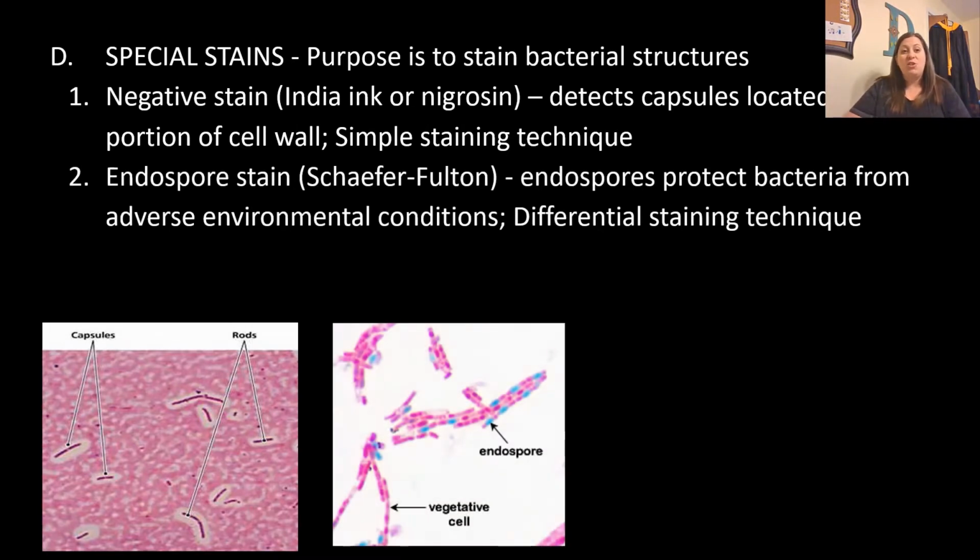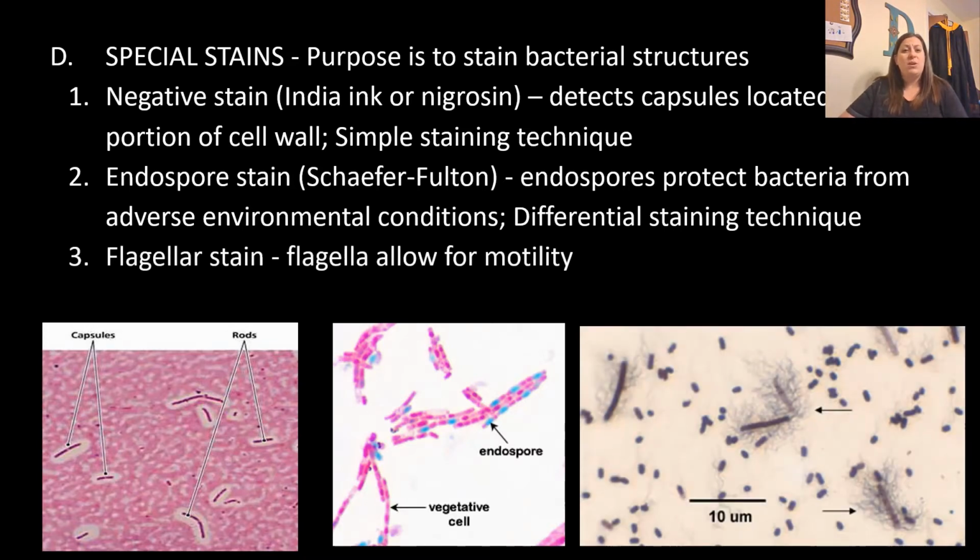We also see endospores could potentially be stained. This is going to be through what they call the Schaeffer-Fulton method. Endospores protect bacteria from adverse environmental conditions. It causes them to kind of go into a dormant stage. Okay, so they go into that dormant stage and they're just waiting for better conditions so that they can make somebody potentially sick again. And this is a differential staining technique as well. And you can see it, the vegetative cells are pink, but the endospores are stained in this bright blue color.